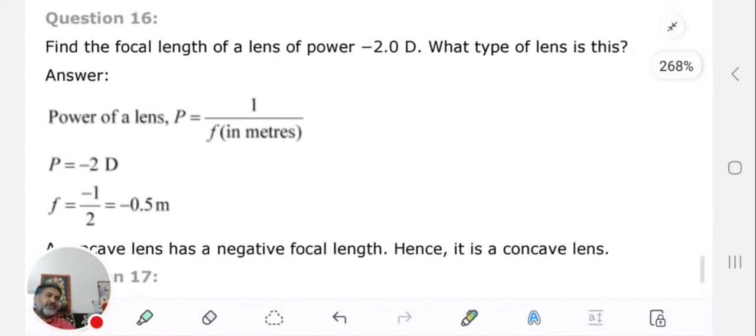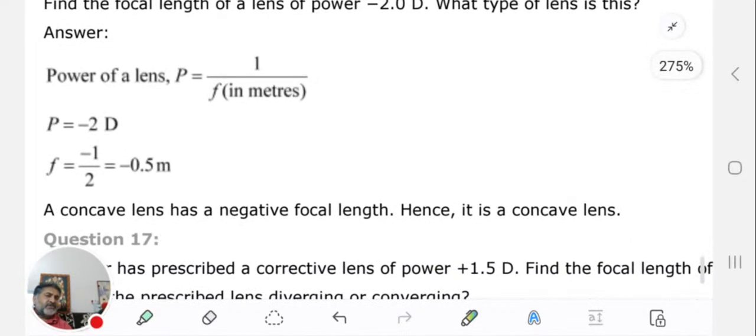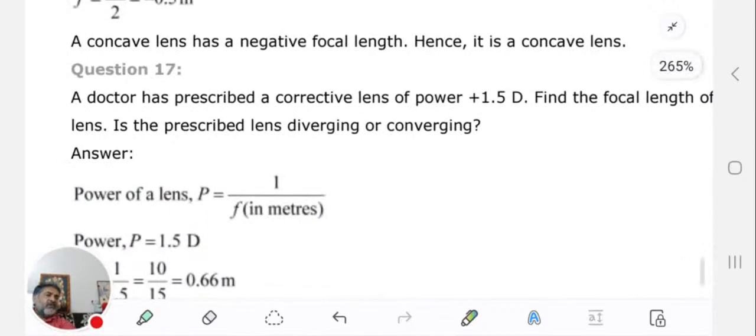Question number 16. Find the focal length of the lens of power -2 diopter. What type of lens is this? The power of lens P is equal to 1/f in meter. The power is equal to -2D. So f is equal to 1/P થશે, -1/2 થશે એટલે -0.5 meter. So a concave lens has a negative focal length and it is a concave lens.